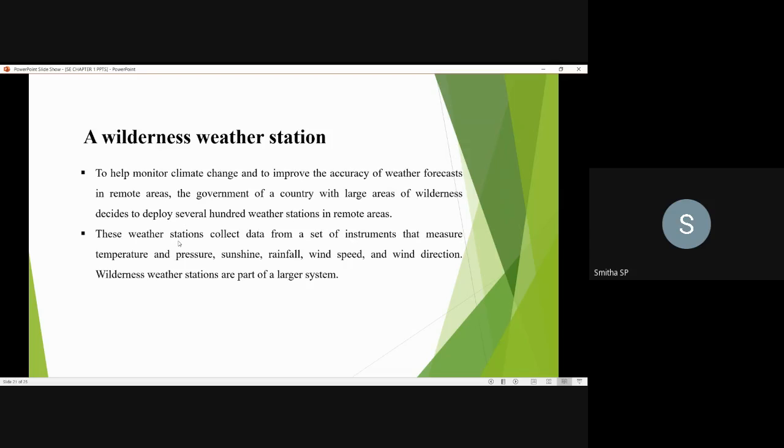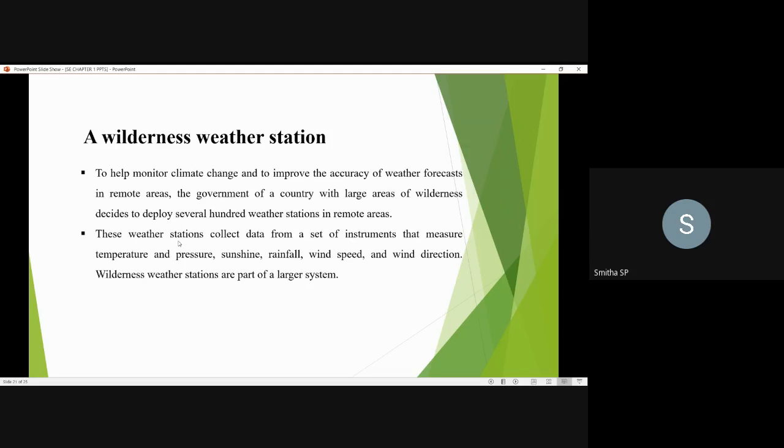They collect data from a set of instruments which measure temperature, pressure, sunshine, rainfall, wind speed, and the direction of the wind. So this is the job of the wilderness weather station.